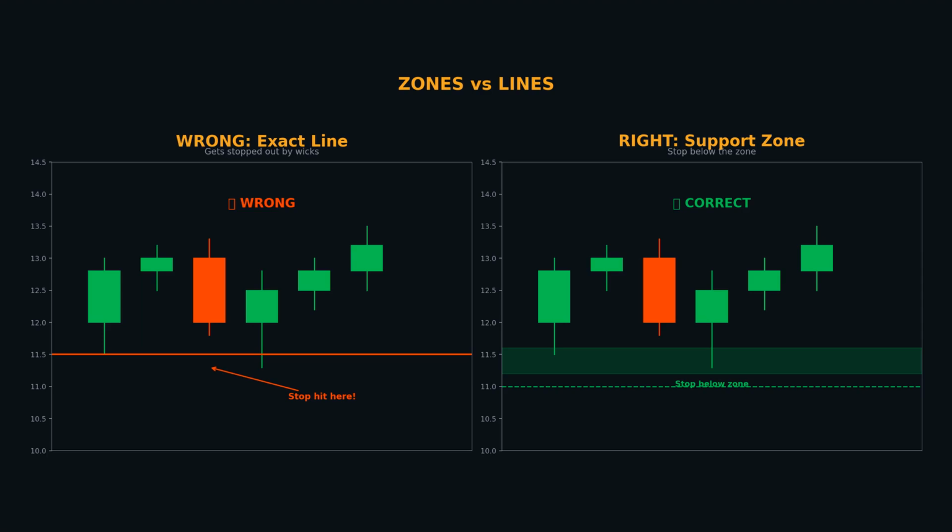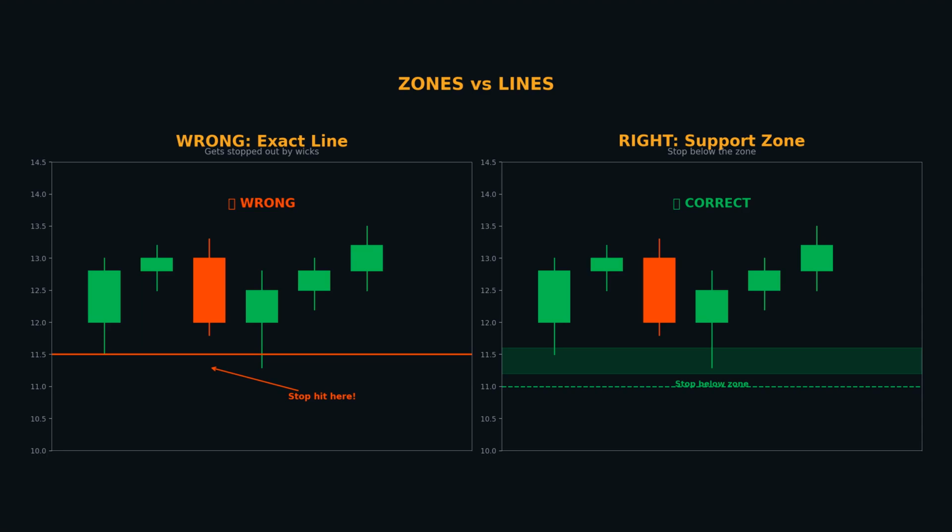Think of them as areas where buying or selling pressure tends to increase, not a single price, but a range of prices. Why? Because not every trader places their order at the exact same price. Some buy at 50, some buy at 49.80, some buy at 50.20. All of those orders together create a zone of support, not a single line.